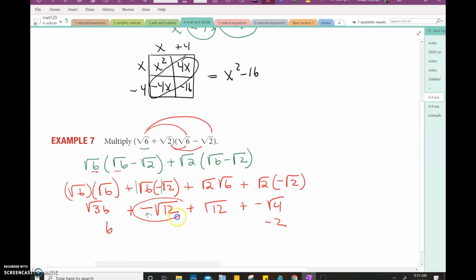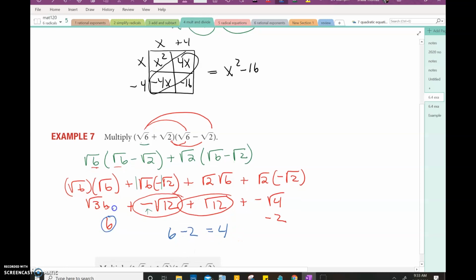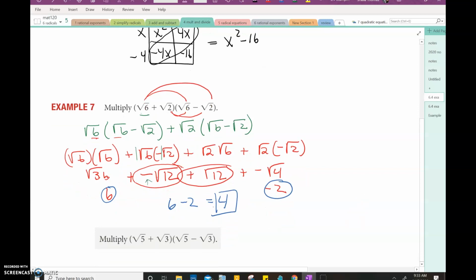Notice the middle two terms eliminate each other, so I end up with just 6 minus 2, which is 4. Final answer. Now, how much work do you have to show? You totally do not have to do anything in red there. I mean, if you can visualize it in your mind, you can just go straight from the problem to the blue to get the answer.